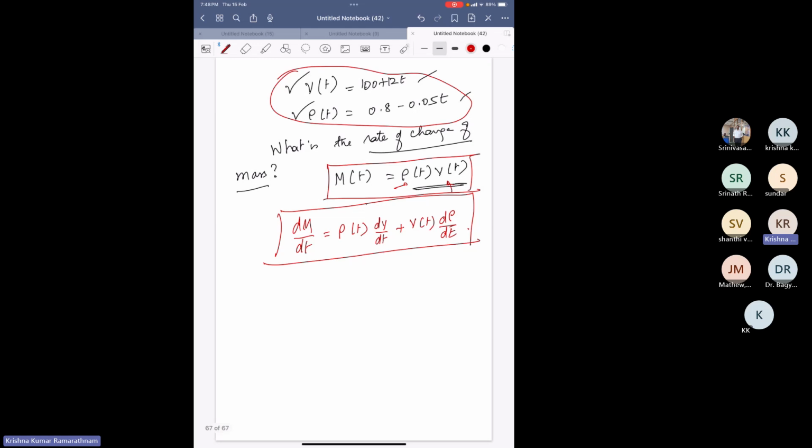Now let's see what is dm by dt. How can I write dm by dt as m prime? Both of them are the same. It is equal to rho of t, 0.8 minus 0.05 into t. That is the rho of t here. So multiplied by dv by dt. What is dv by dt? Can someone say? 100 plus 12 into t. 12. Yeah. What happened to the first term? A constant, so it's 0.